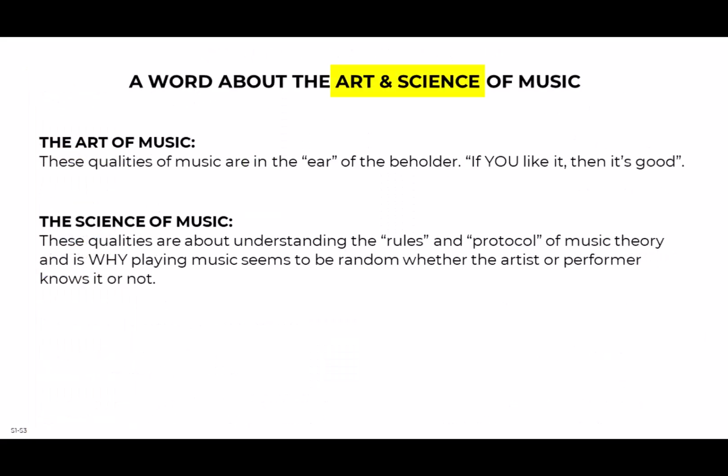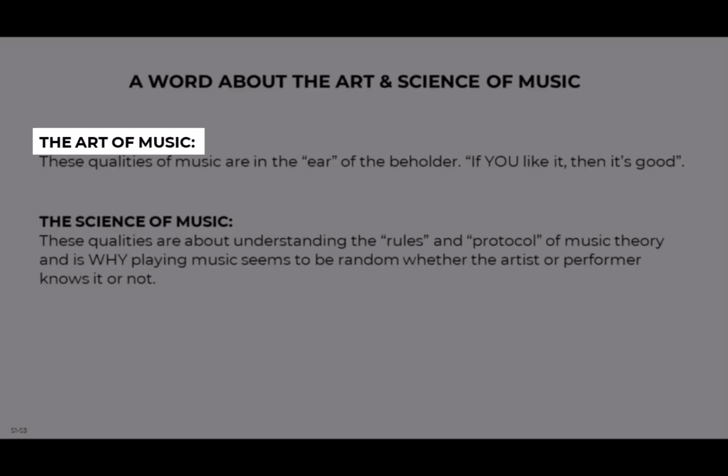And now, a word about the art and science of music. Music and music theory in and of itself represent some level of interpretation of what musicians and listeners hear and feel, including whether they like or dislike the sound, or whether something heard is right or wrong, or whether something is good or bad. These qualities of music are in the ear of the beholder. This is the art part of music.